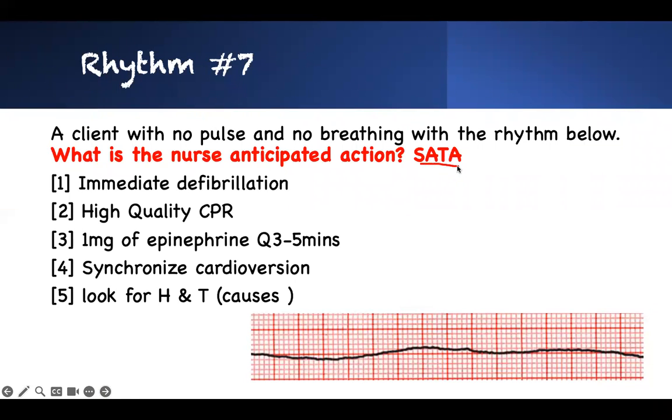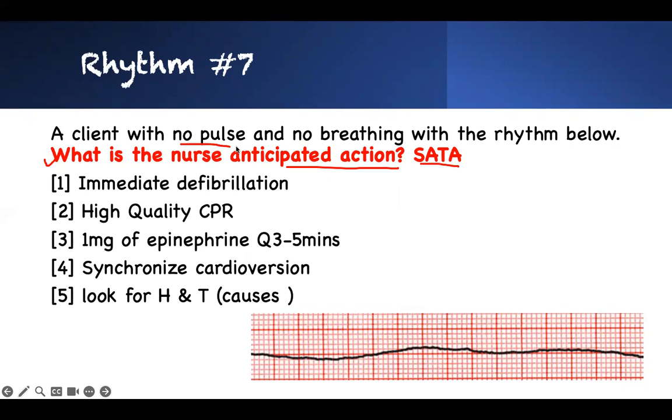Number seven. Select or apply. I like select or apply, as you can see. And I like to do this because it gives you thinking and be able to analyze the question. What is the next anticipated action? So what would the nurse do next? As always, read it from the back so that you know what the question is, so that you can think about it. SATA, what is the next anticipated action? That means the nurse is supposed to do something. Then you read the rest of the question.